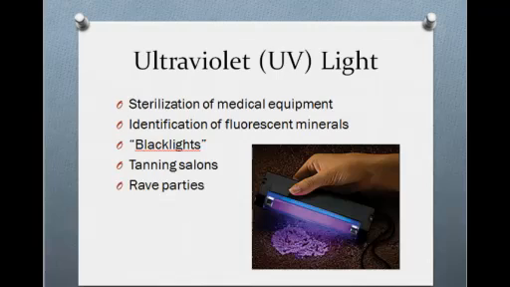Next is ultraviolet, UV light. It's used in the sterilization of medical equipment, identification of fluorescent materials, such as this mineral shown down here, with a black light, which is basically any device that emits UV light. It's also used in tanning salons and at rave parties. UV light is very bad for you, by the way. This is why we invented sunscreen. UV light damages cells and can lead to skin cancer, so be careful about that.